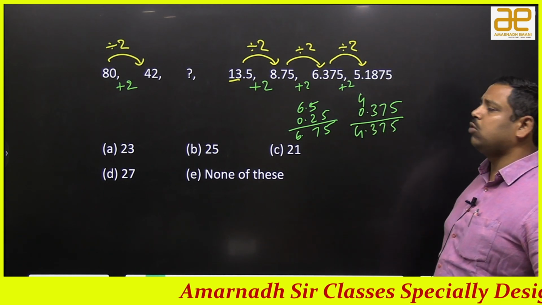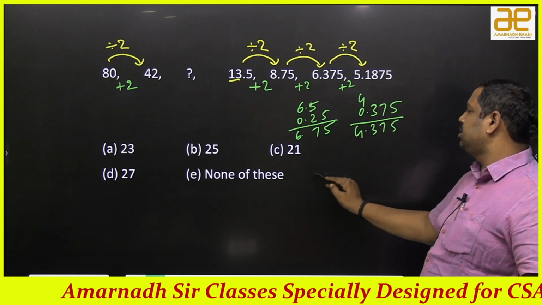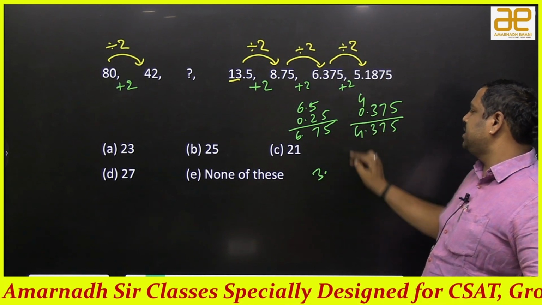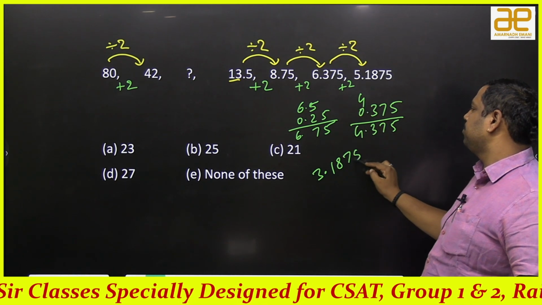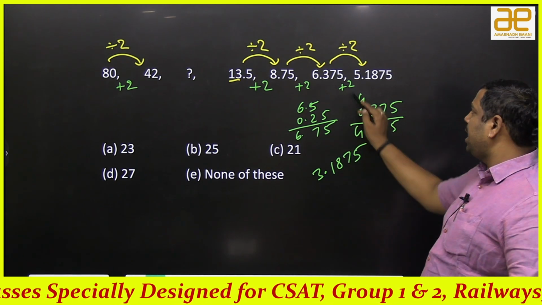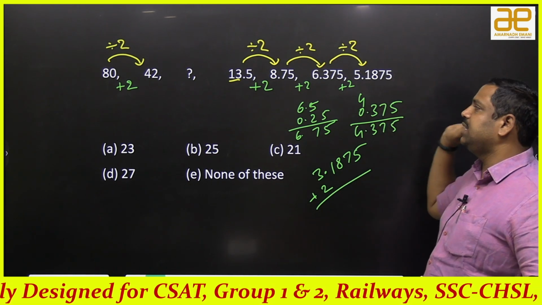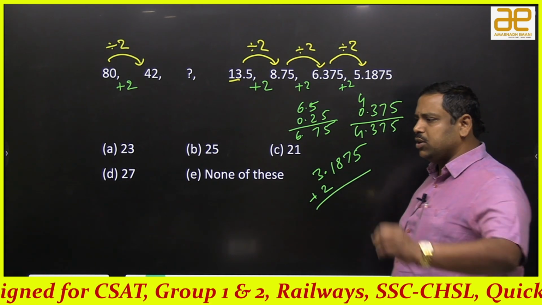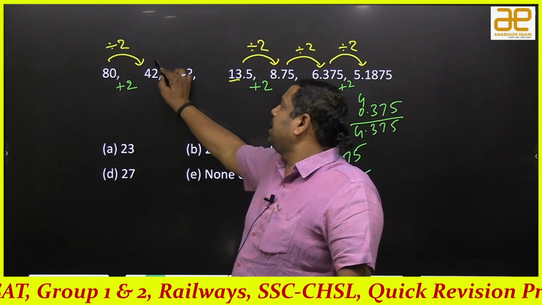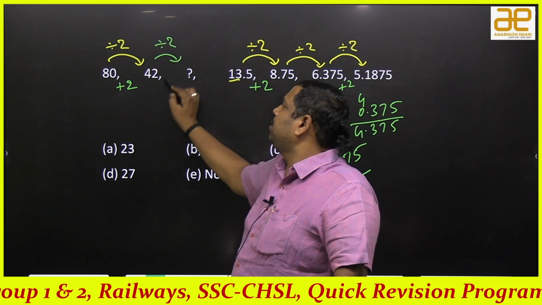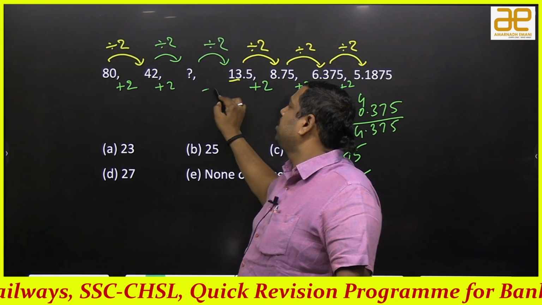So divide by 2 plus 2 or not. So 6.375 by 2. 6 by 2, 3 point. So by 2 means it is 1 time, 17 means 8 times, 15 means 7, 5. Now I have to add as usual plus 2. If I add, 5.1875, yes, it is matched. So the logic I have derived is divided by 2 plus 2. Now I will try the same here, divided by 2 plus 2. And the same I will even cross check here, divided by 2 plus 2.